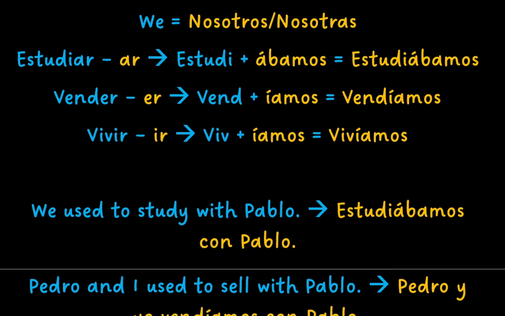We in Spanish is nosotros or nosotras, and to conjugate this, we drop the endings, and for estudiar, we add -ábamos, and for vender and vivir, we add -íamos. So estudiar becomes estudiábamos, vender becomes vendíamos, and vivir becomes vivíamos.